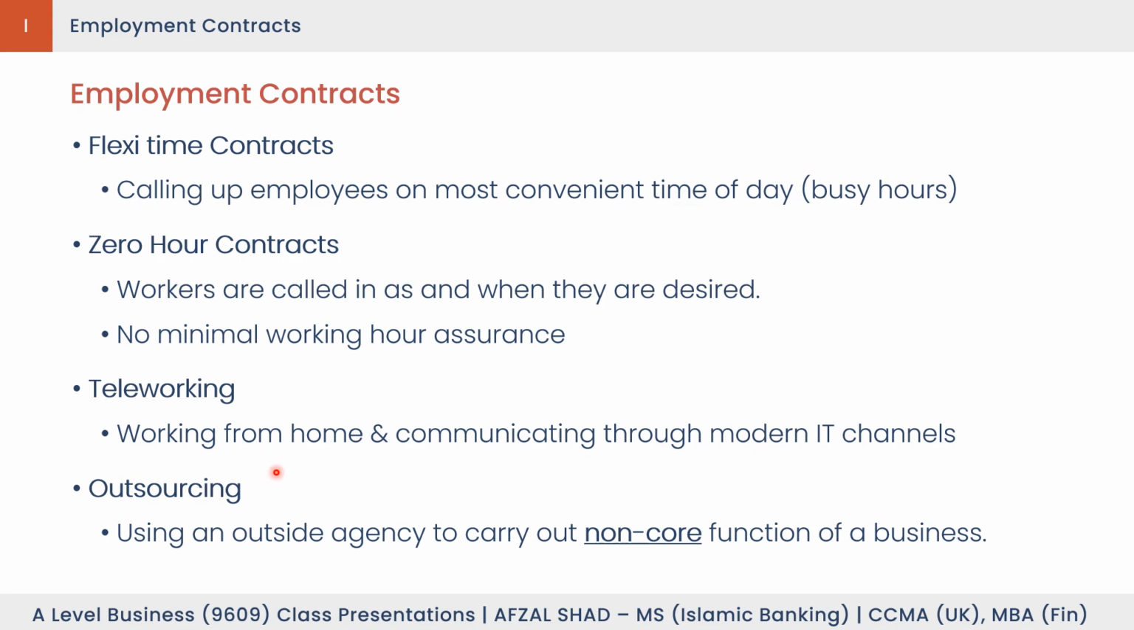Then the outsourcing, the last thing. What is outsourcing? Using an outside agency to carry out the non-core function of the business. So outsourcing is not exactly a contract given to an employee, but it's a contract given to an agency or some other business. That is called as outsourcing. We're going to discuss that in detail. So any questions so far related to any of the employment contracts which we have gone through?